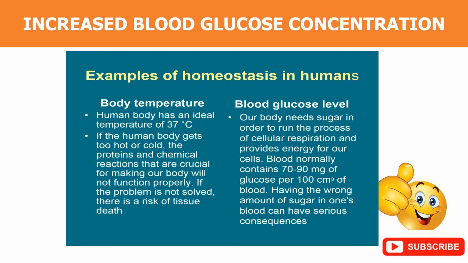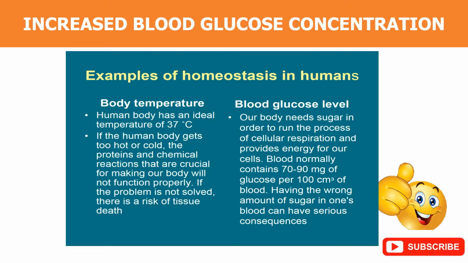Body temperature. The human body has an ideal temperature of 37 degrees Celsius. If the human body gets too hot or cold, the proteins and chemical reactions that are crucial for making our body work will not function properly. If the problem is not solved, there is a risk of tissue death.